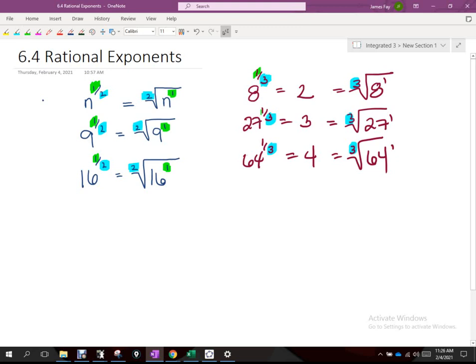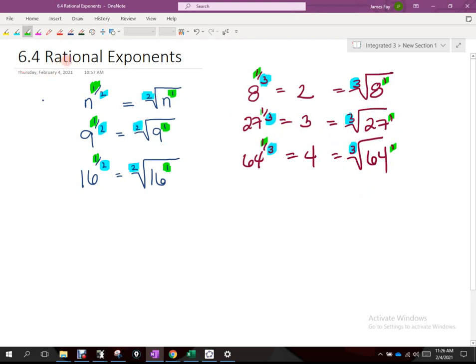The numerators, they all became the exponents of the radicand, correct? Is that the same pattern that happened over here? Well, careful. We extend it a little bit further. So those numerators became what's underneath the radical.